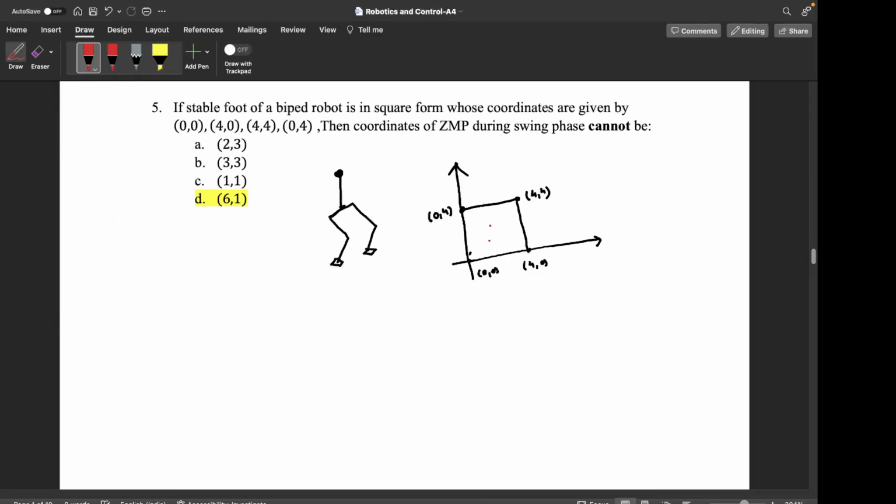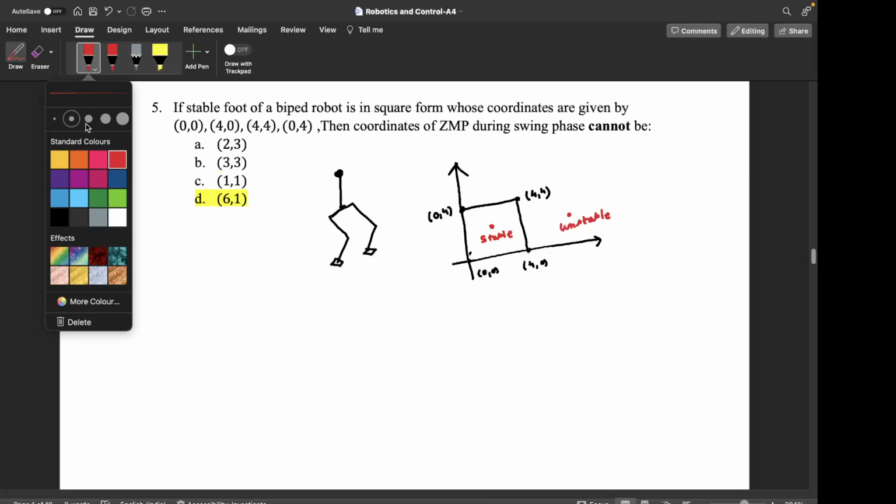So yeah, for stability, the ZMP should lie inside the convex hull of these points, or the support polygon basically. If it lies anywhere outside this, it is unstable. So inside this is stable, and outside this is unstable, right?